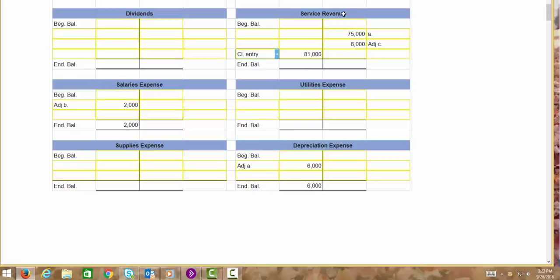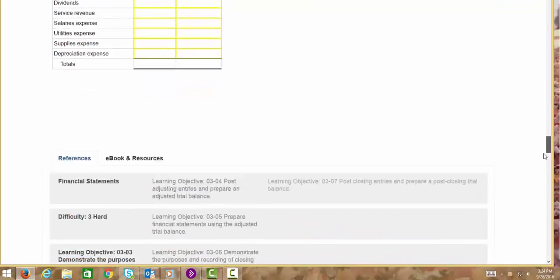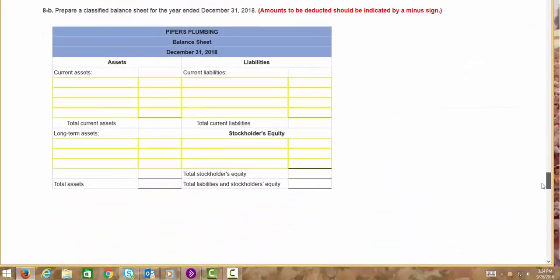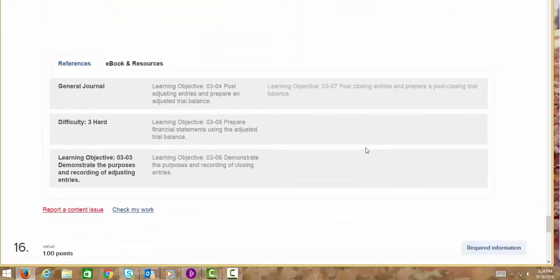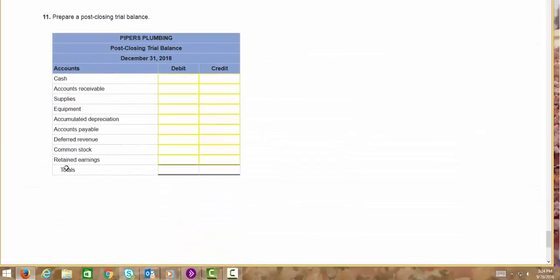So service revenue, revenues, expenses, and dividends should not have a balance after you've done your closing. So again, what I'm showing you is referencing this closing entry here. We closed it for $81,000. We moved it into retained earnings. So do your closing entries on 15, but then post them up in the T accounts on part 9. Once you have done that, all of your temporary accounts should have a zero balance. So your new trial balance doesn't list any revenues, expenses, or dividends.